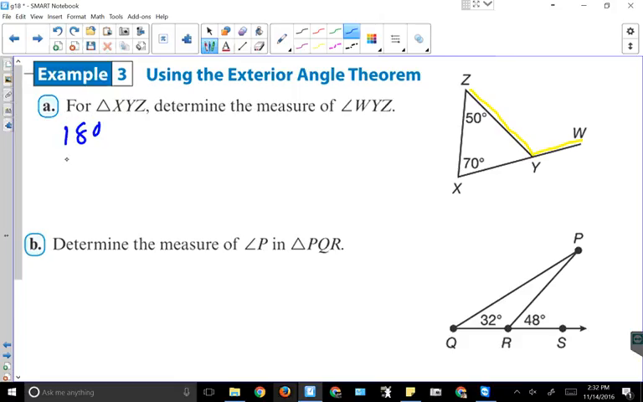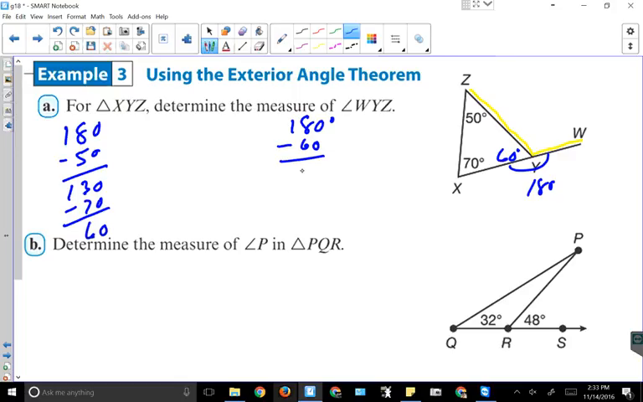I subtract off 50, and I'm left with 130. I subtract off 70, and I am left with 60, correct? So that means this would be a 60-degree angle. Now, how many degrees are in a straight angle? 180 degrees. So if I take 180 degrees, subtract off 60, I am left with 120. So this has to be 120.